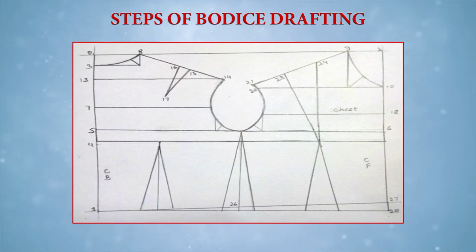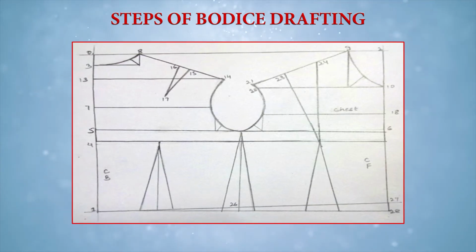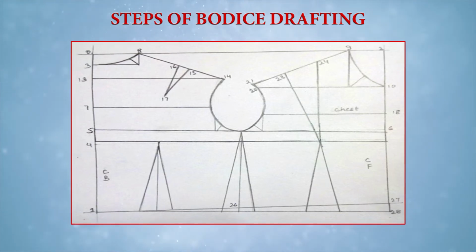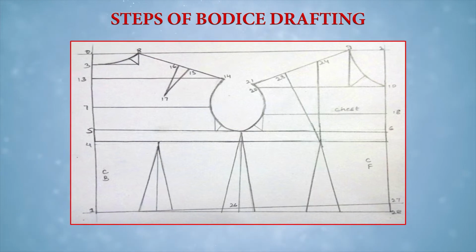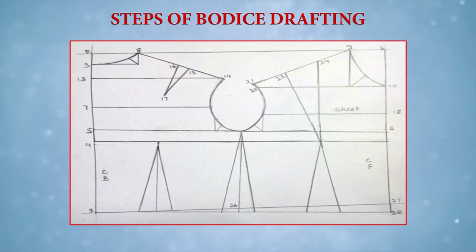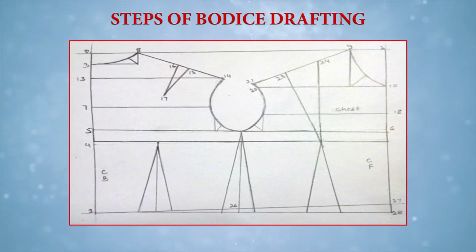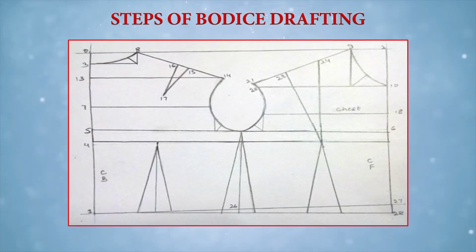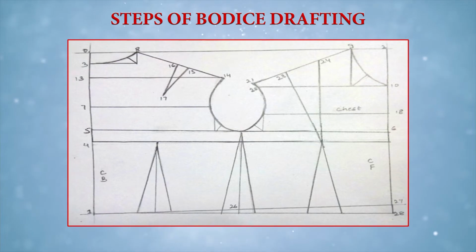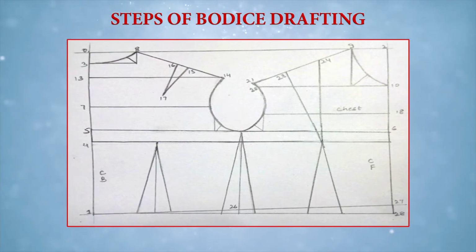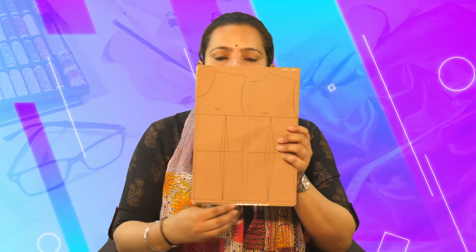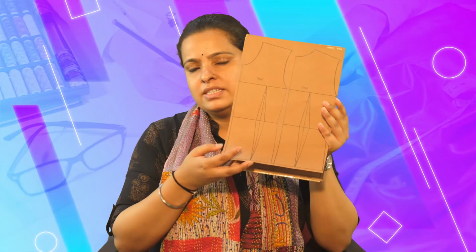In the middle of the picture, the round circle is the armhole side, and the triangle is a dart point. From that dart point it is the side seam dart. From that dart point we separate the front and the back portion of the bodice. So you can see in this picture how a bodice pattern is developed.